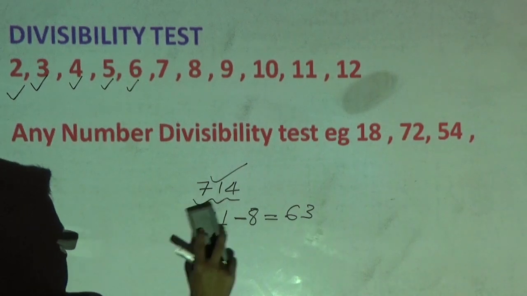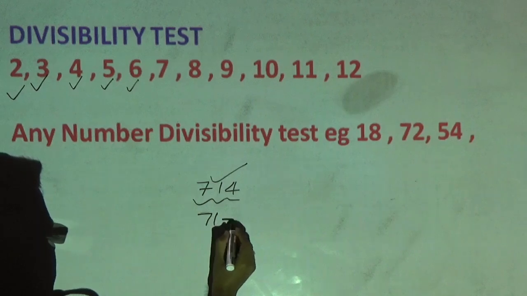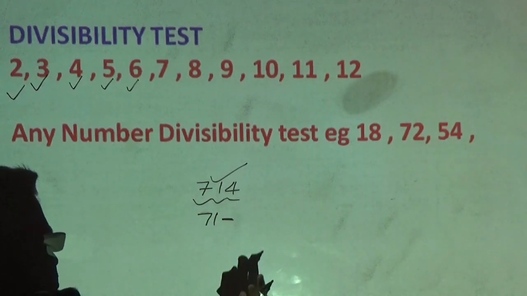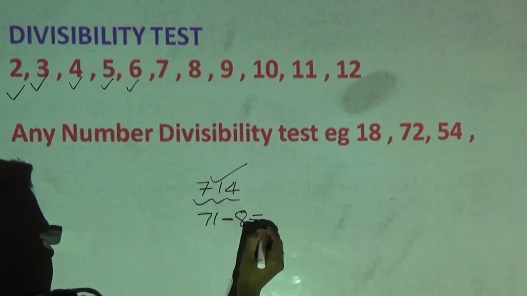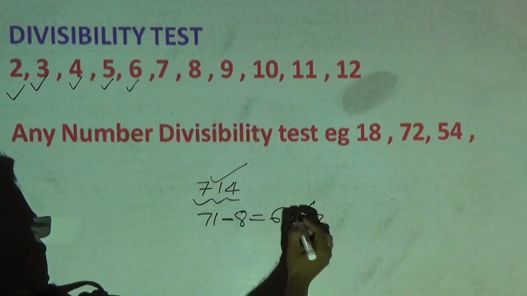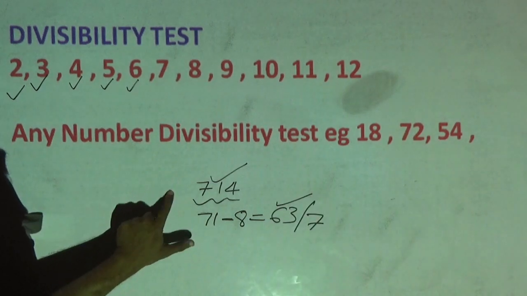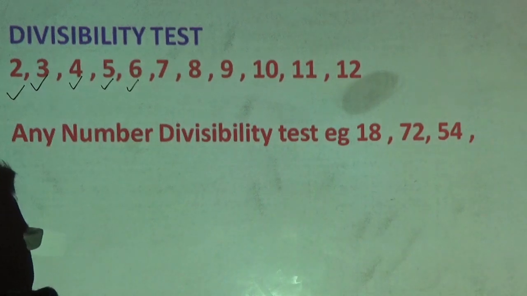Okay, what does the rule say? Write all the digits as they are, and the last digit, that is the rightmost digit, the units place number, you have to double. 4 double is what? 8. 71 minus 8 is 63. Is 63 divisible by 7 or not? Yes, therefore 714 is also divisible by 7. So I will take another example.